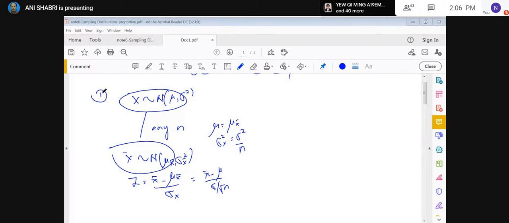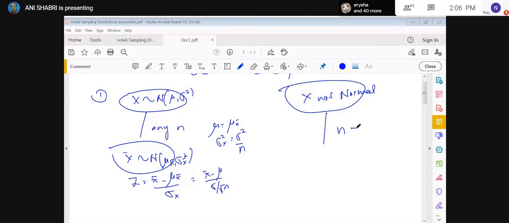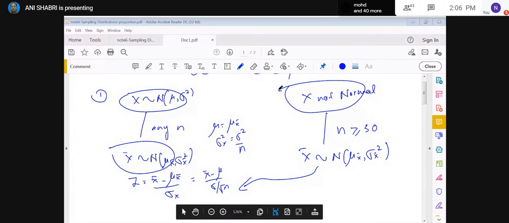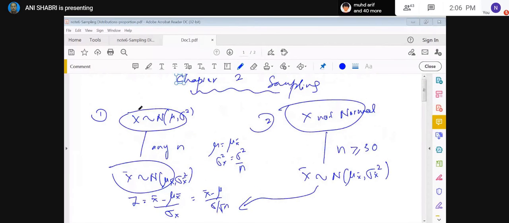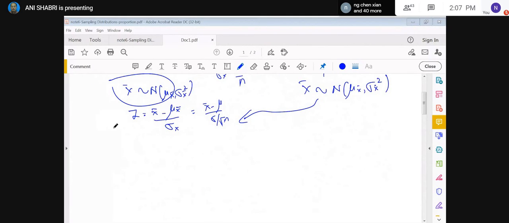Number two, if S is not normal distribution, the condition is n must be greater than 30. S bar will follow normal distribution, with mu S bar and variance the same. We can use the same formula for this one. This is number two. After that we discussed single mean. Then I already taught you about two means.